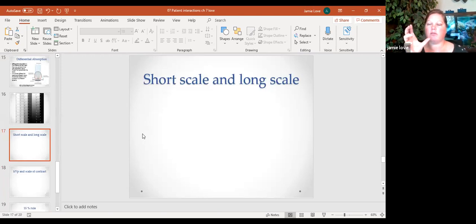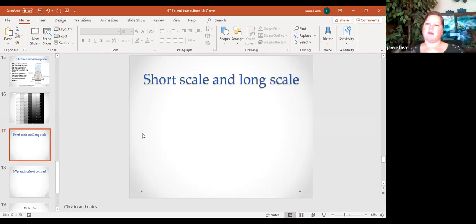Short scale is high contrast: big, easy-to-see differences between the blacks and whites on the x-ray. So I always say a hand x-ray is high contrast, short scale. The bone and the soft tissue, that's all we have in there. Easy to see the differences between them, more black and white image.